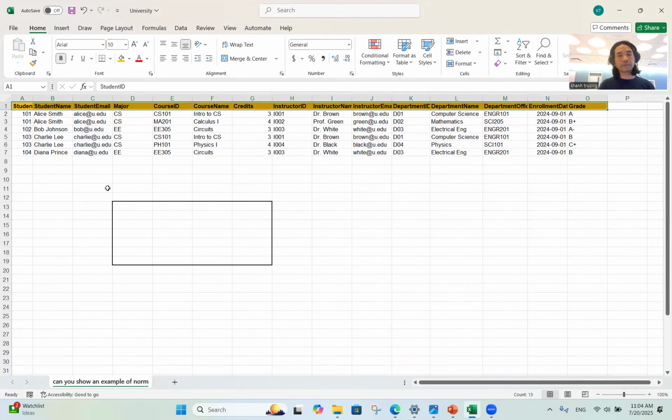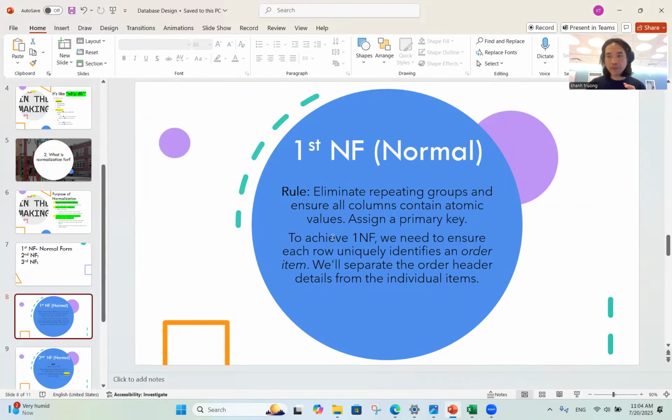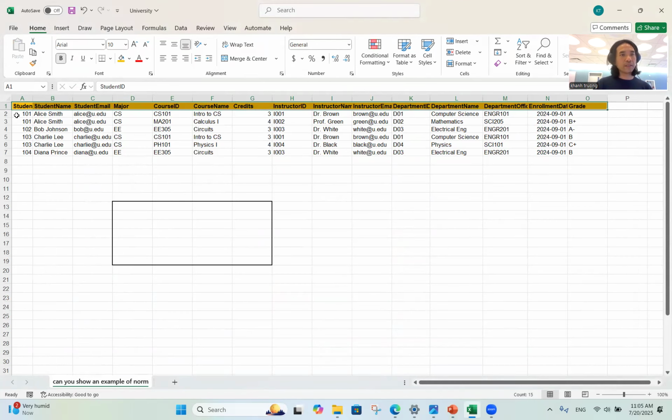So let's try to break this one down. We have to get the database into the first form: eliminate the repeating groups. Basically, these are all the repeating groups. You see that Alex Smith, this one is repeating. This record is repeating. And you have Charles Lee, this is repeating. So that is a good candidate to separate into its own table.